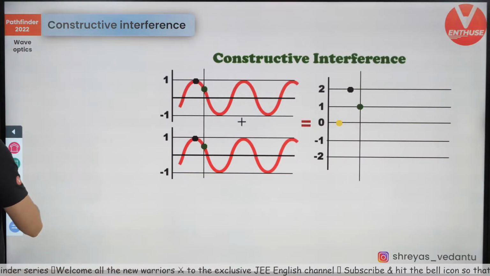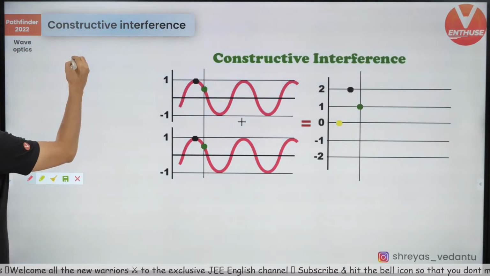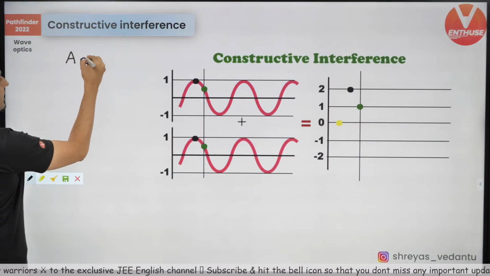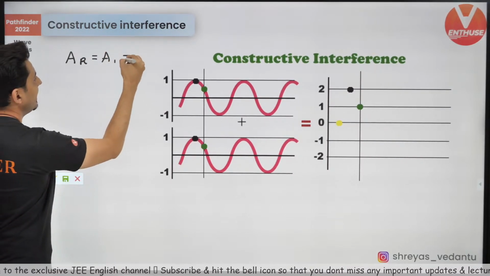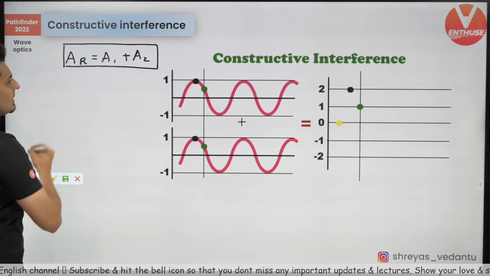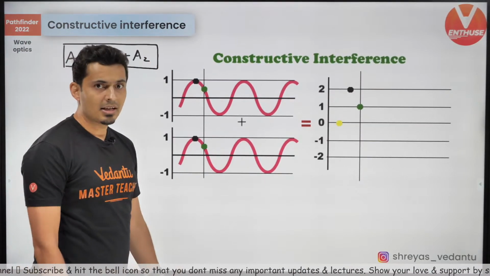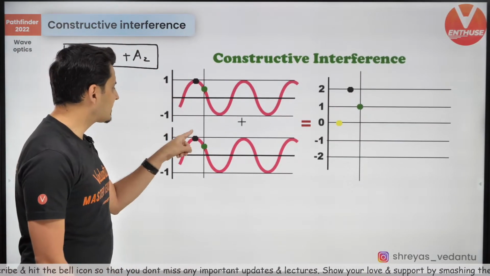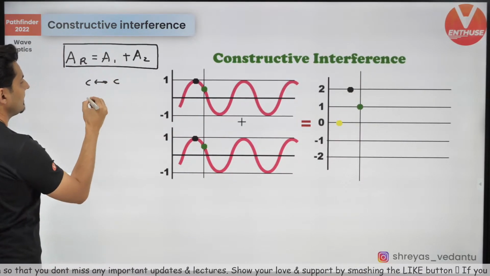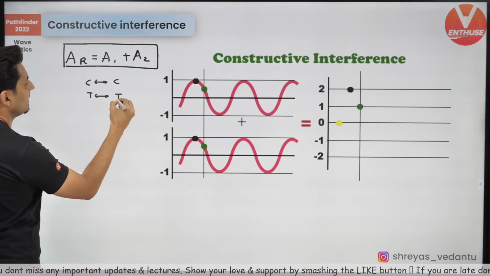Okay, so in constructive interference, can you see, my warriors, that the amplitude of the resultant wave is the amplitude of wave 1 plus the amplitude of wave 2. So this is the first thing that you can see for constructive interference. Second thing, the crest and trough match. Crest matches with the crest of the other wave, the trough matches with the trough of the other wave.